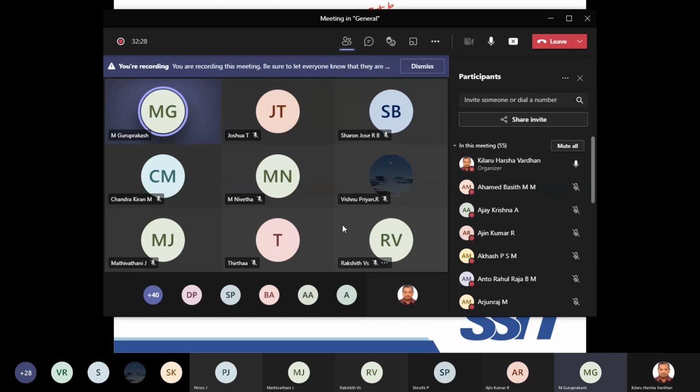Sir, if the graph is not linear, we go for the logarithmic mean.